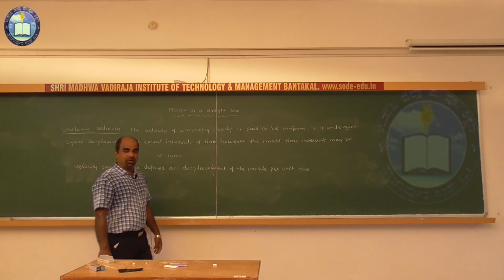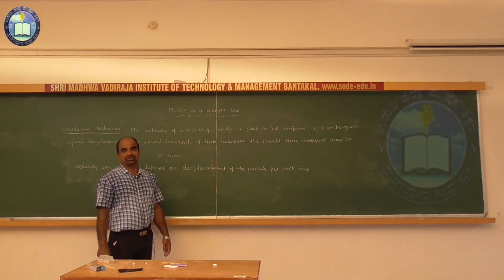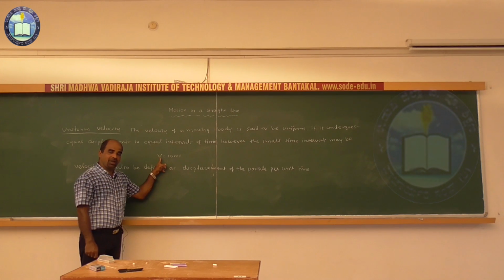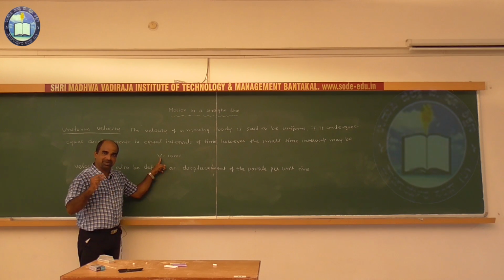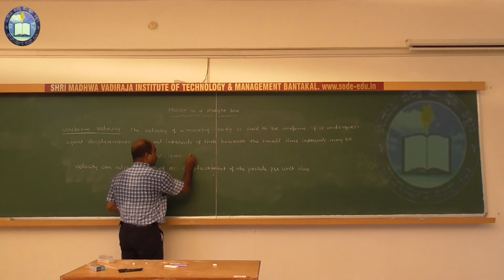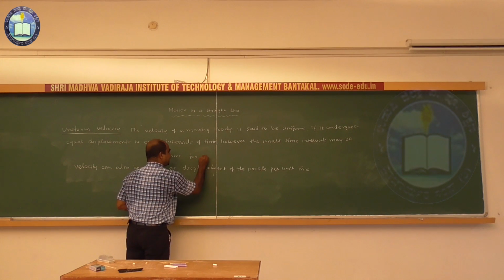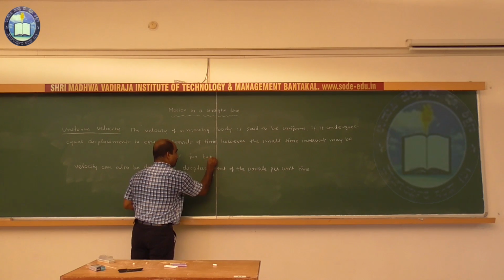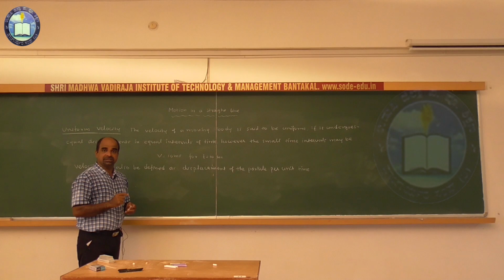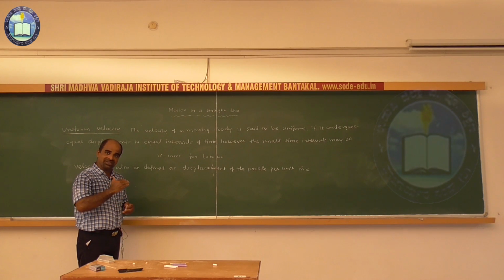Then the velocity of this body is said to be what? Uniform. Got it? If the velocity of the body is 10 meters per second for time 10 seconds, what is the meaning of this? This body covers a displacement of 10 meters in each second for time 10 seconds.